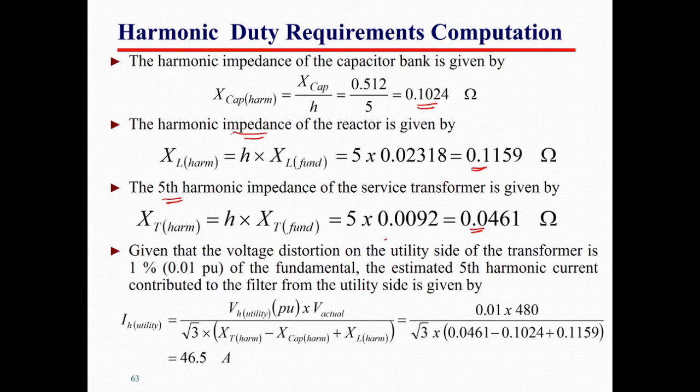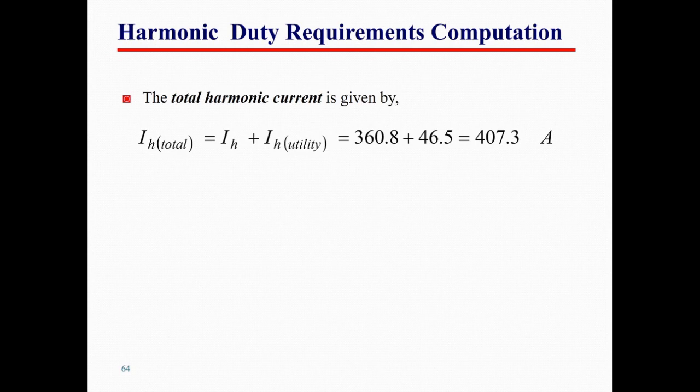So the fifth harmonic voltage will be equal to 0.01 times the fundamental voltage. Then we divide that by the impedance of the transformer, the impedance of the capacitor bank, and the impedance of the reactor, and that will give us 46.5. So now we have the harmonic current that comes from the utility and the harmonic current that comes from the non-linear load. The total harmonic current will be the summation of both, and that will be 407.